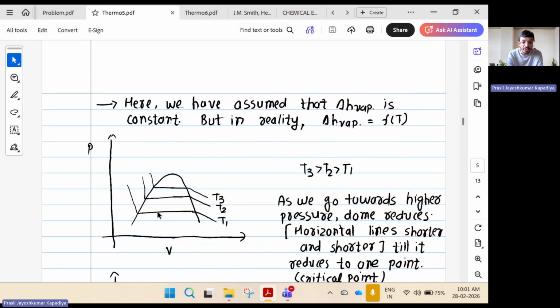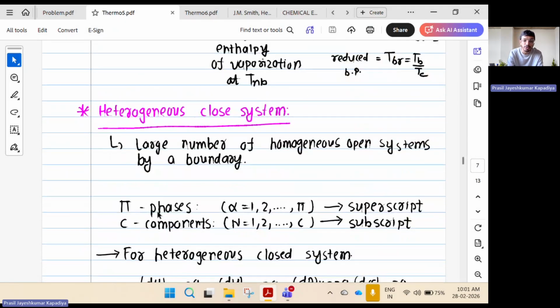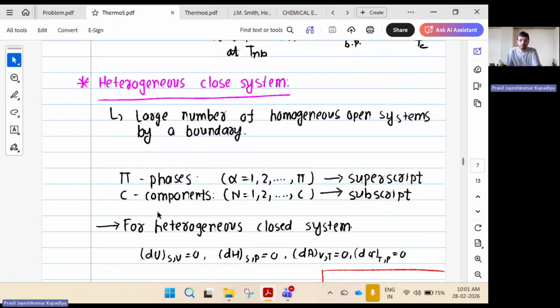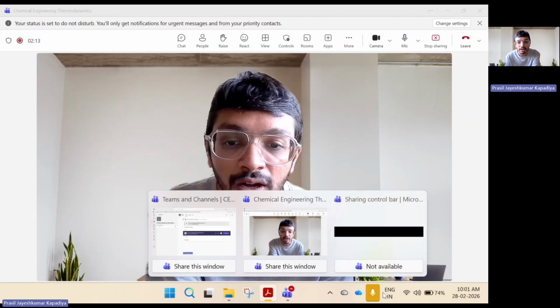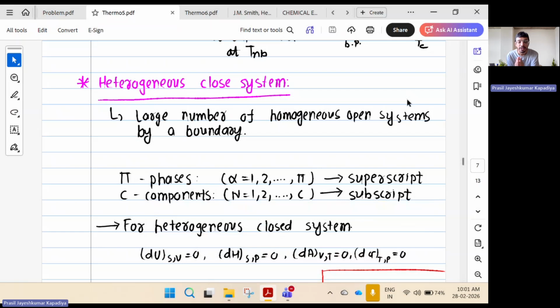Now, moving ahead to the heterogeneous closed system. So what is assumed when we are dealing with heterogeneous closed system? It is assumed that a heterogeneous closed system is formed by a large number of homogeneous open systems, bounded by a boundary. So in a closed boundary, there are a large number of open homogeneous systems available. That system we are calling a heterogeneous closed system.